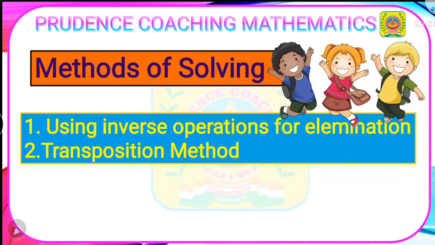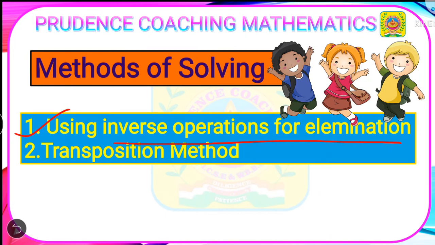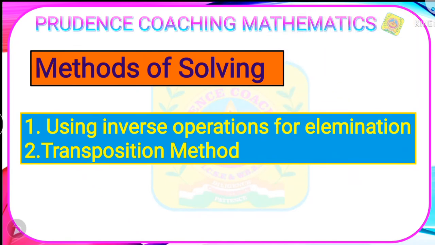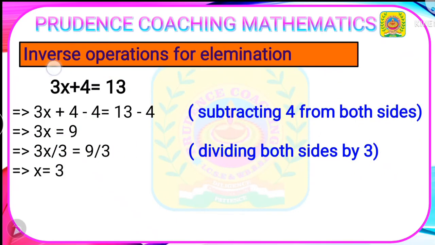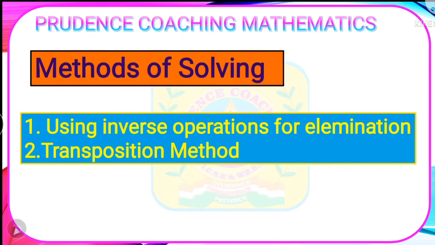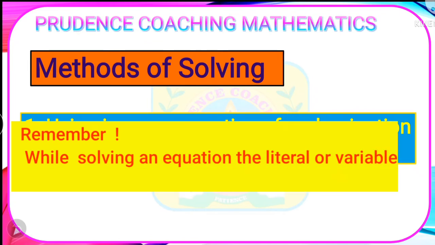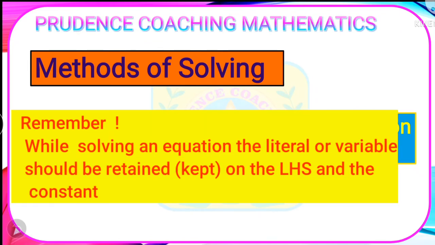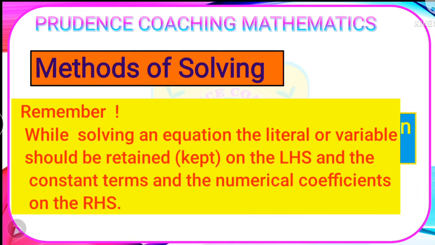So here first we are going to learn about the methods of solving a linear equation. There are two methods. One is using inverse operations for elimination and the second one is the transposition method. As I said, I will explain both the methods. First we will start with using inverse operation for elimination. The main thing you should know for solving a linear equation is, while solving an equation, the literal or the variable should be retained or kept on the left hand side and the constant terms and the numerical coefficient on the right hand side. So according to this concept, we must keep only the variable on the left hand side. Other things we need to take towards the right.